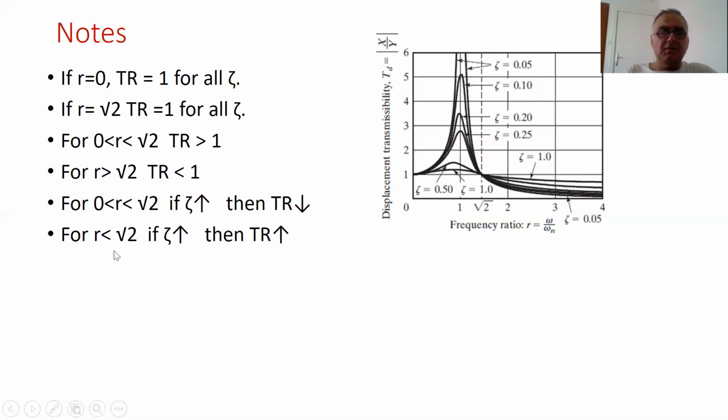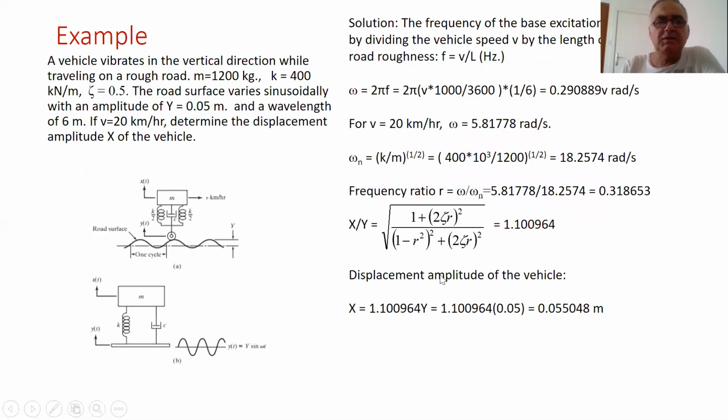But interestingly, if R is greater than root 2, if we increase the damping, then the transmissibility does not decrease, but on the contrary, it increases. That is, increasing the damping in the higher frequency range does not help you in terms of decreasing the transmissibility. It just increases the transmissibility. So you should rather have smaller damping in this range in order to have less transmissibility. We have an example here.